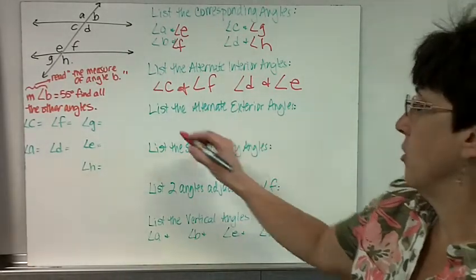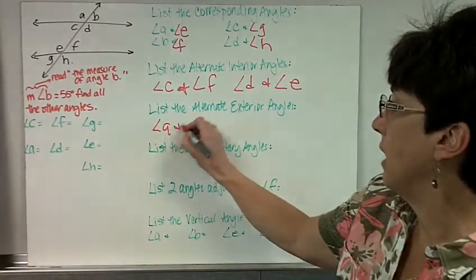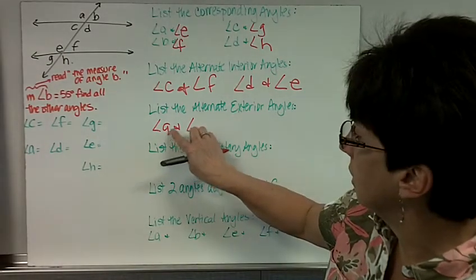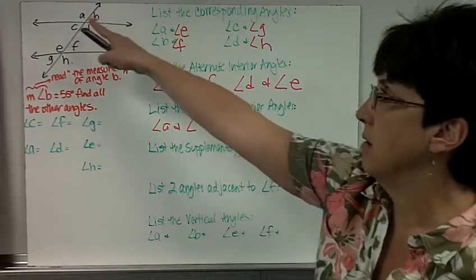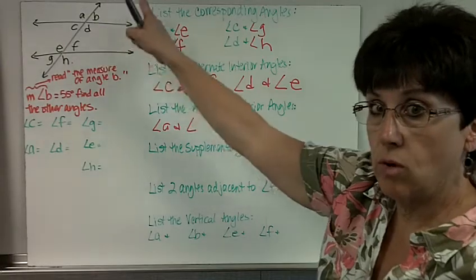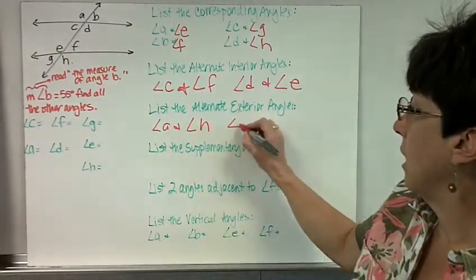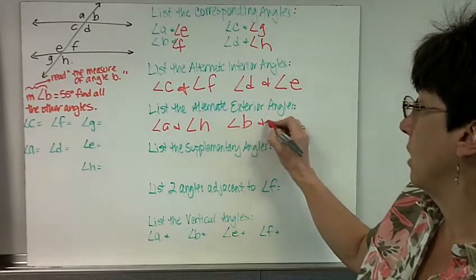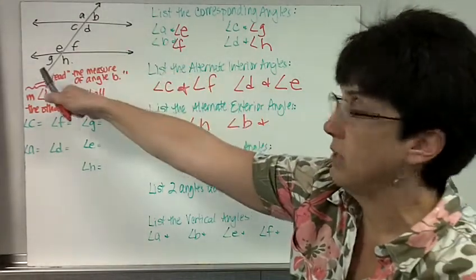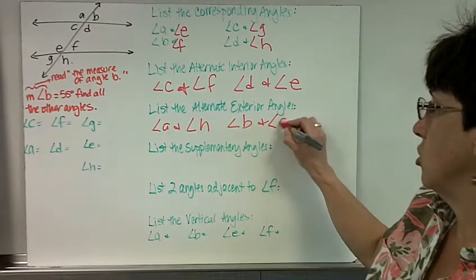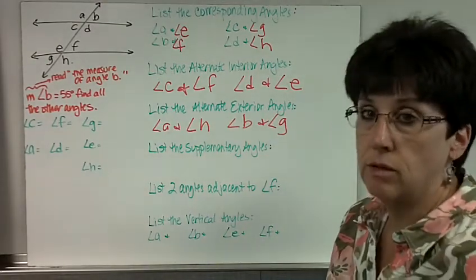List the alternate exterior angles. Angle A, now go the other side of the line and go all the way down. Angle H. And angle B, go the other side of the line, go all the way down. Angle G.